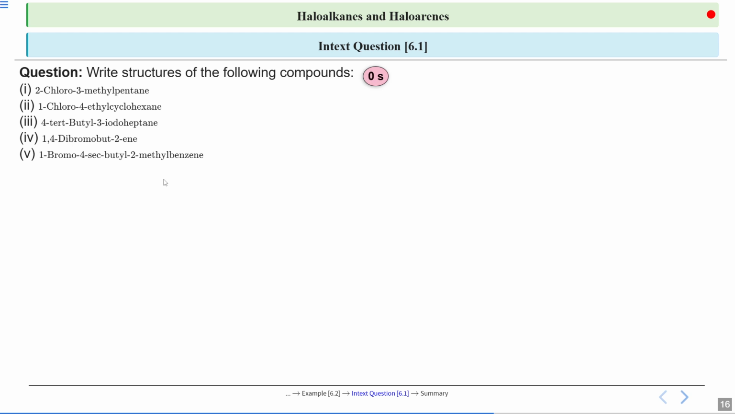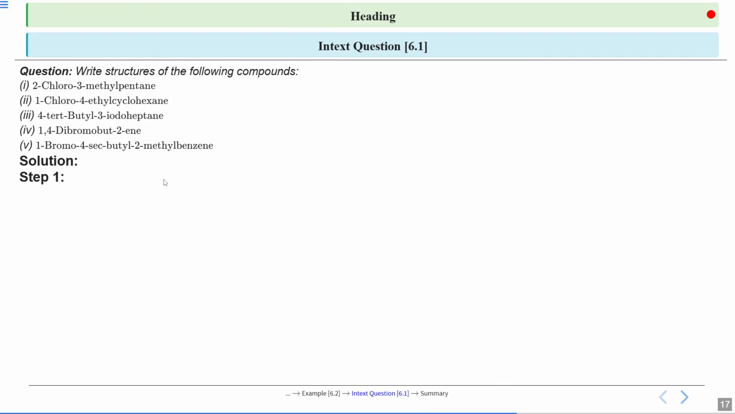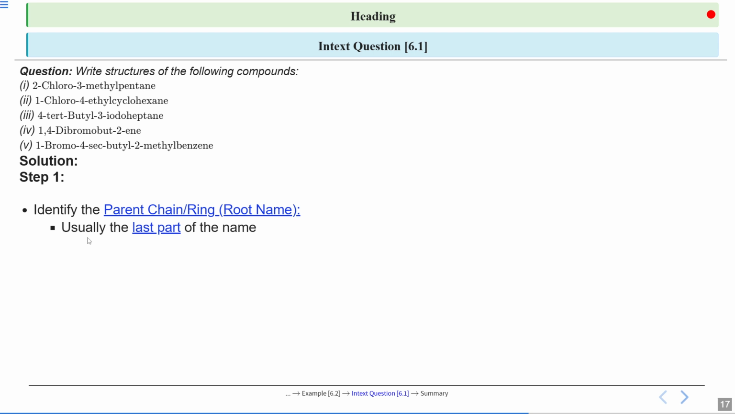Okay, let's see. Let's see it stepwise. While writing the structure of the compounds, step 1 includes the identification of the parent chain or the parent ring, which is going to give you the root name of the compound that is given. Usually it is the last part of the name. It is written at the last part.